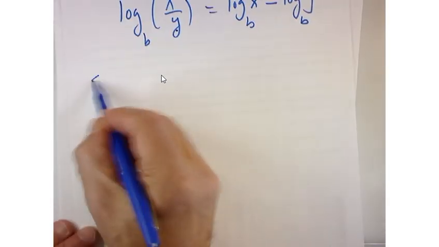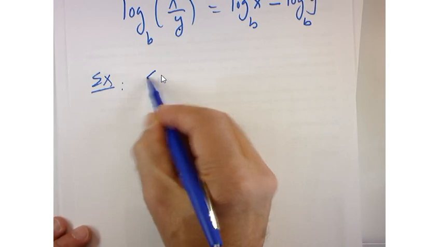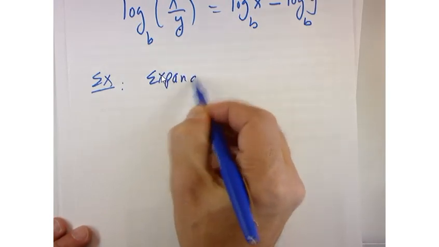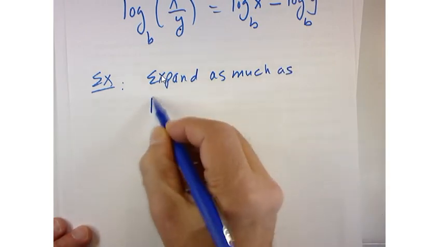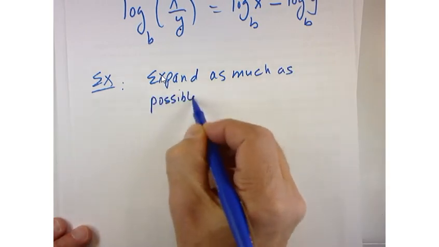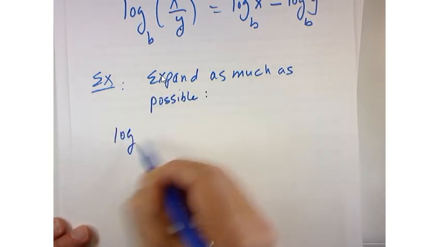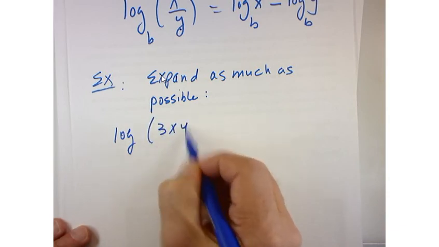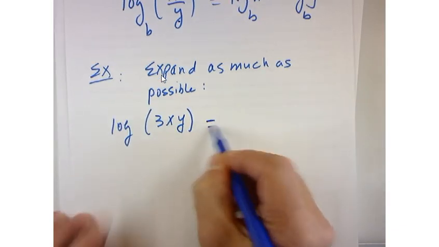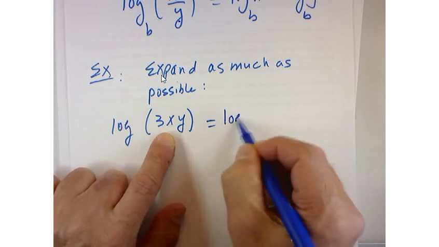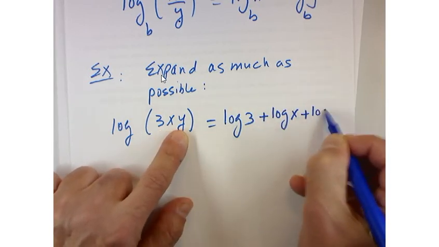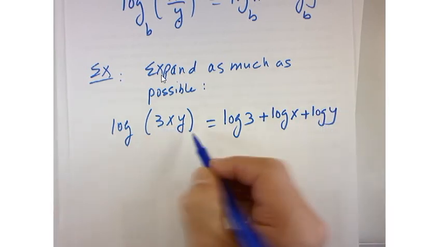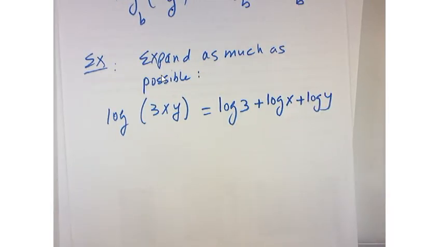Okay, so as an example, if I say expand as much as possible, and I give you, say, log of 3xy, well, this is product rule, so you can do log of 3 plus log of x plus log of y. There's 3 times x times y, so they do that.